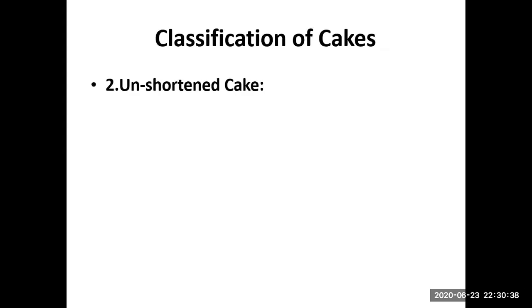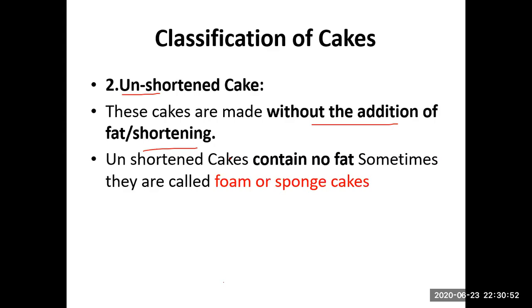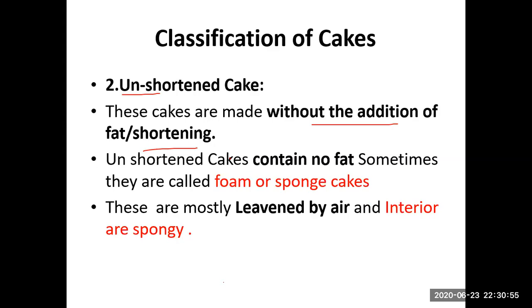That was unshortened cake. In case of unshortened cake, as the name says, it is unshortened. That means here no fat will be added. So how will you prepare that cake? You will prepare that cake using eggs and sugar. We also call them foam or spongy cakes. Why? Because it's mainly leavened by air, and so much air is incorporated with the egg, it is a spongy cake. It's also called a spongy one or foam cake.